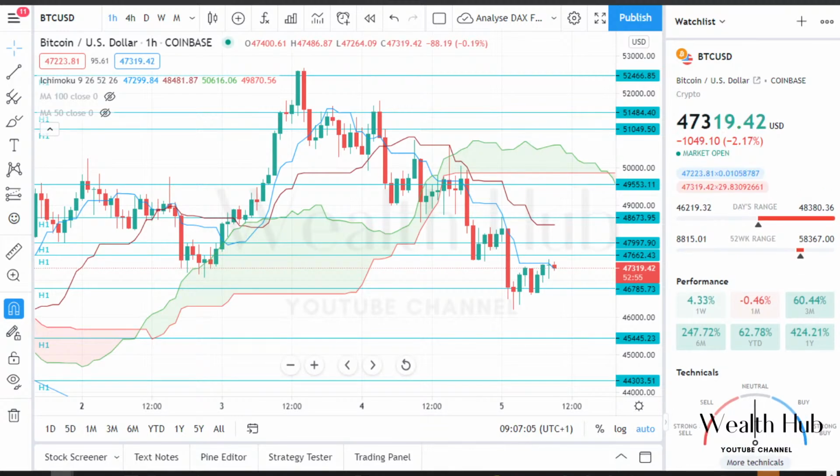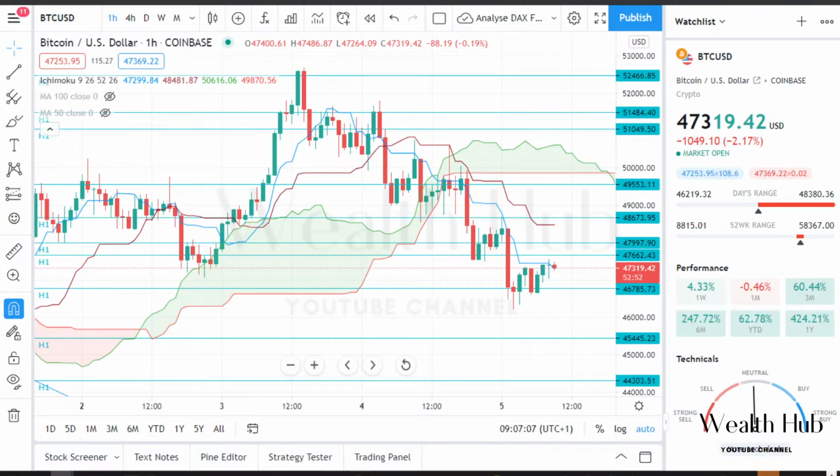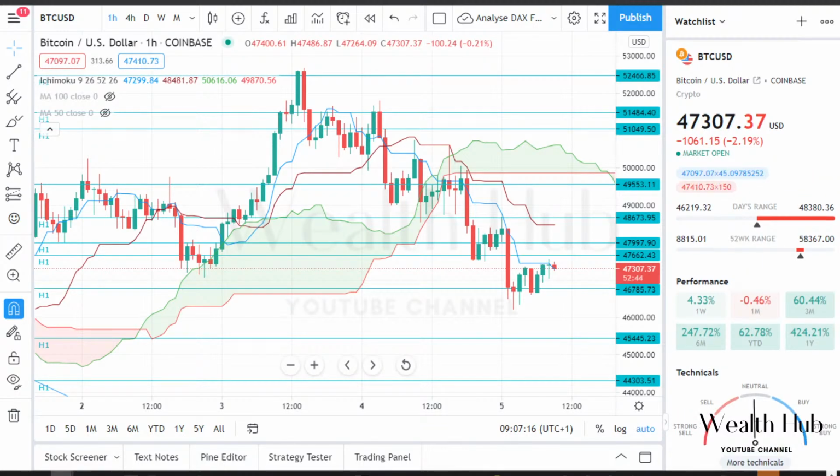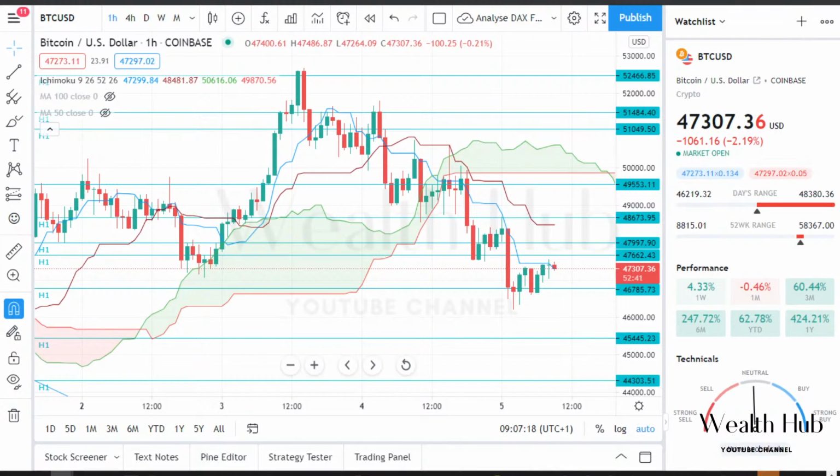The 4 hour looks ugly though. Yeah, it's not looking good. It isn't looking good at all, because we're beneath all key moving averages, 72100.